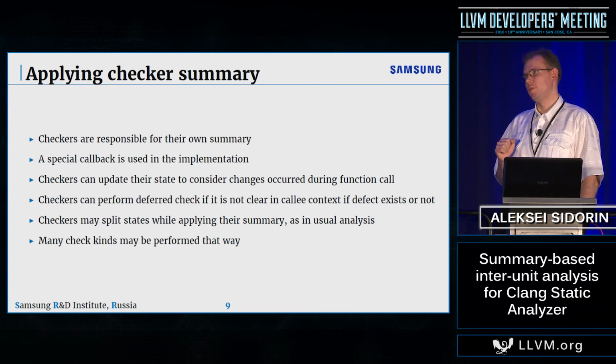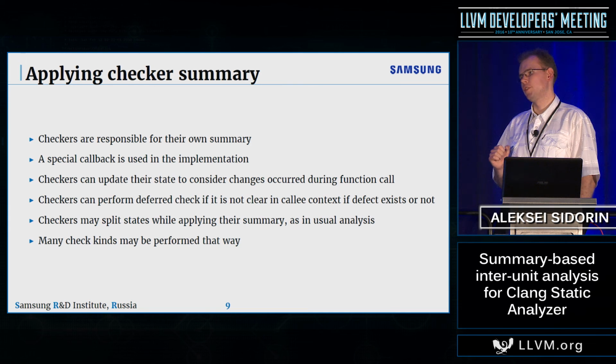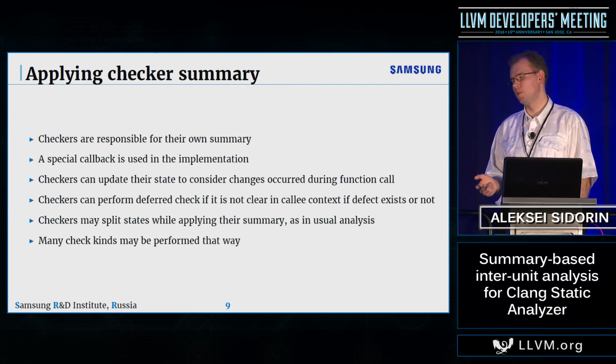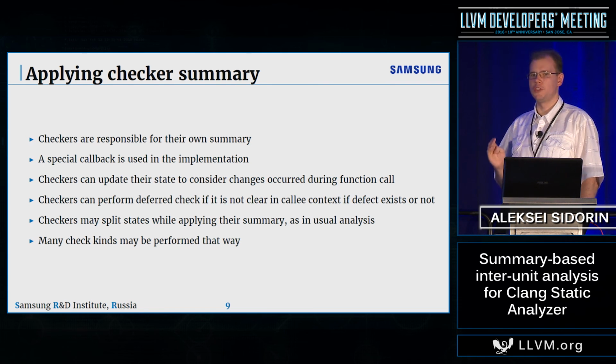To participate in the summary application process, a checker may subscribe to a special callback, eval summary apply. In this callback, checkers may use all the operations they usually do. They may split state into multiple, generate exploded nodes, and so on, plus what is summary specific. They also can perform deferred checks and update their state based on the state of the final node.